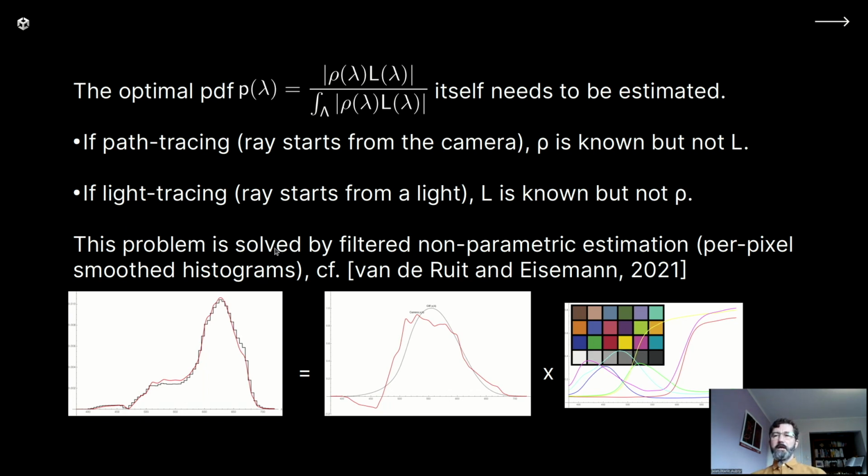So anyway, the problem of finding the missing information is a problem of non-parametric estimation. We are trying to find out what the missing function is. And this is not an easy problem to solve, but a very good starting point is this paper of Van der Wit and Eisenman called a multipath method for accelerated spectral sampling, which we followed to basically do a bilaterally filtered histogram estimation of the desired PDF.